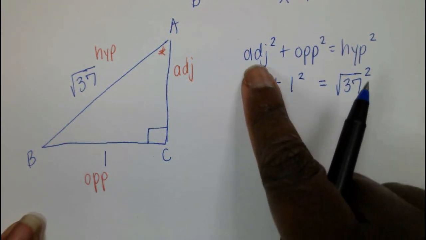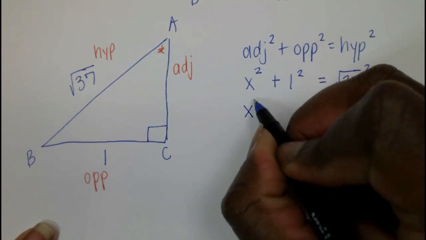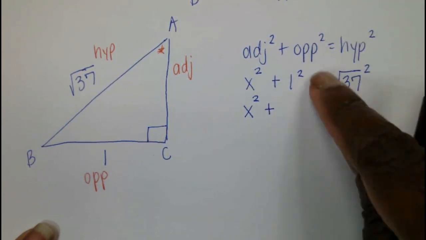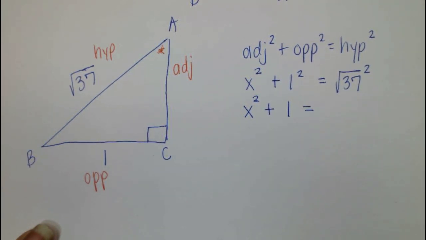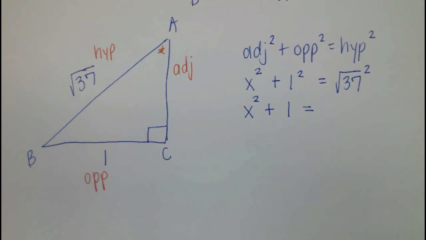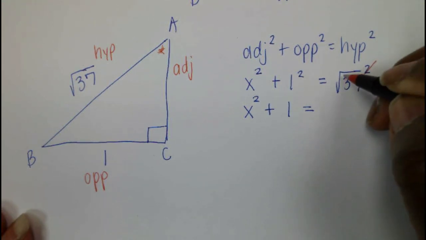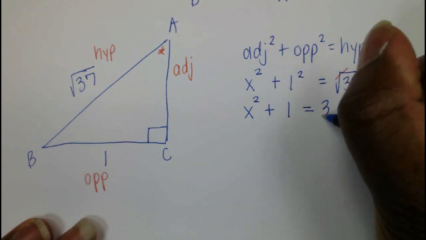So on this side, I can't do anything with this. It's a letter and a number and an exponent. Can't do anything. 1 squared, or 1 times 1, is 1. This squared and square root, remember above, a square and square root cancel each other out, whether it's on the inside or out. They cancel each other out. So I actually just have 37.